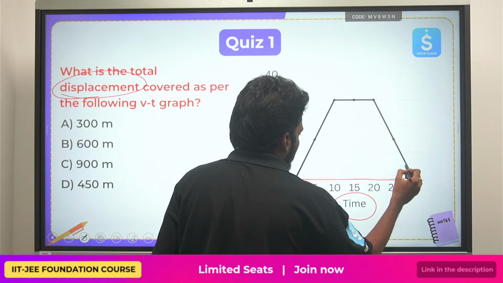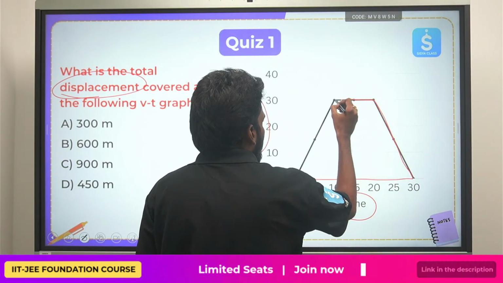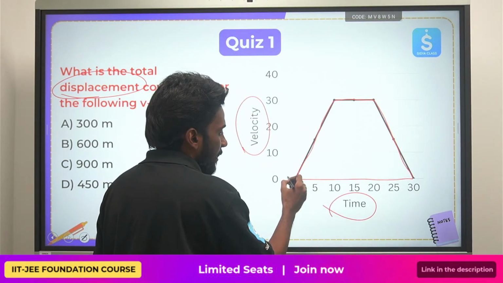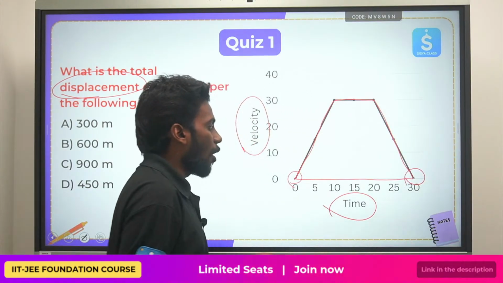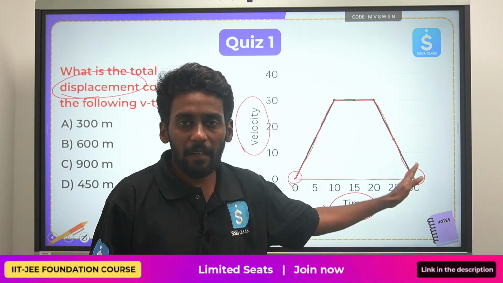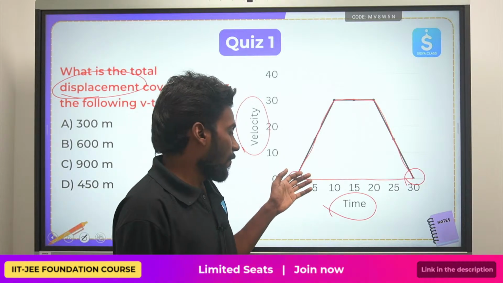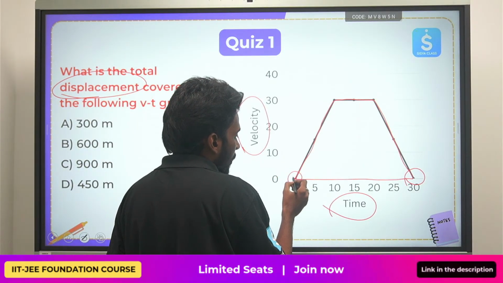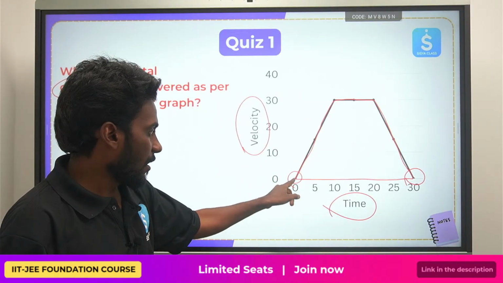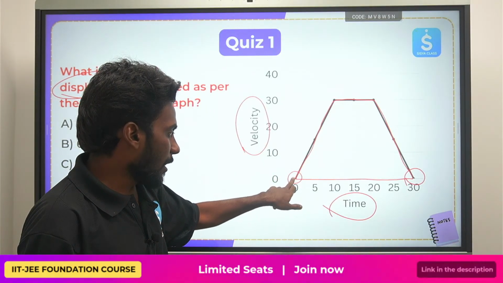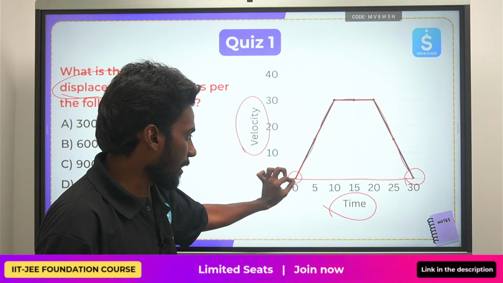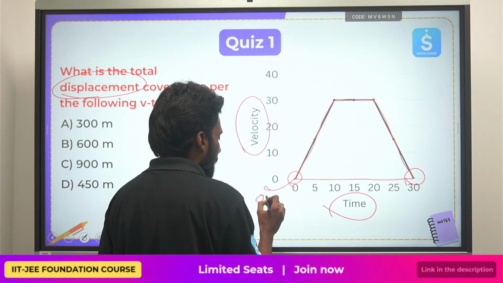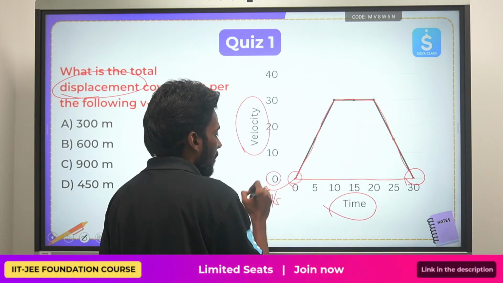If you see here in this question, what is the shape? If I connect the two base points, this is the shape of a trapezium. This is its entire journey, from the 0th second till the 30th second. First let us break down this graph and see what we can understand from it. At the 0th second, the body started its motion, and it is passing 0 meter per second.